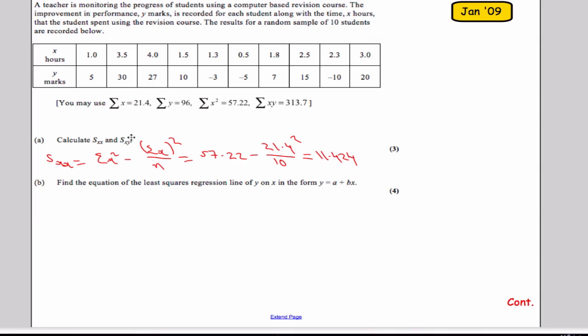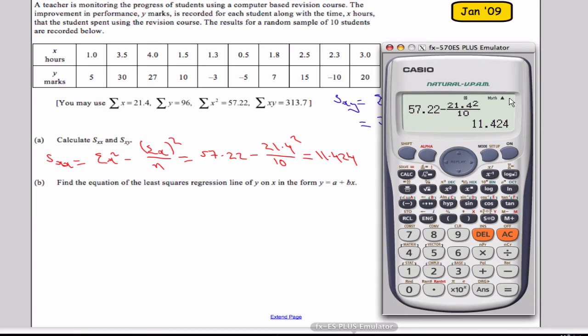And I also need to calculate SXY. SXY equals the sum of XY minus the sum of X times the sum of Y all over N. So let's plug these values in. 313.7 minus the sum of X, which is 21.4, multiplied by the sum of Y, which is 96, all divided by N, which is 10.